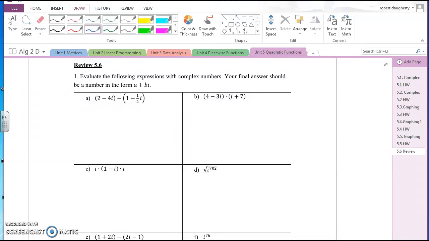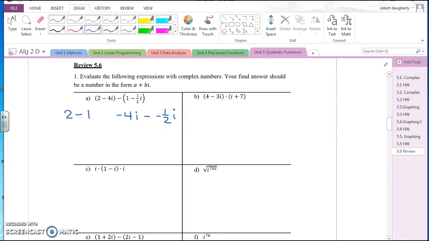Okay, section 5.6, this is our review for Algebra 2 leading up to our assessment on quadratic functions and complex numbers. First problem you see is a subtraction. Remember you subtract the real parts and the imaginary parts, so this is going to be 2 minus 1, that's the real part, and then you're going to have minus 4i minus negative 1 half i. That's the imaginary part.